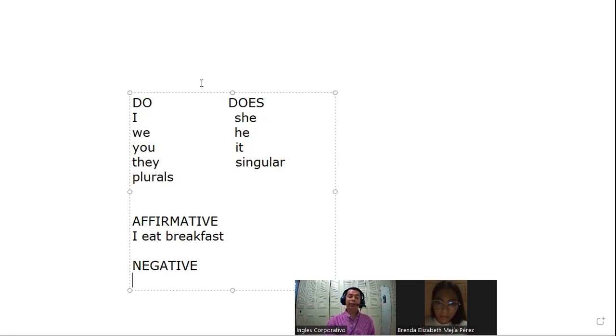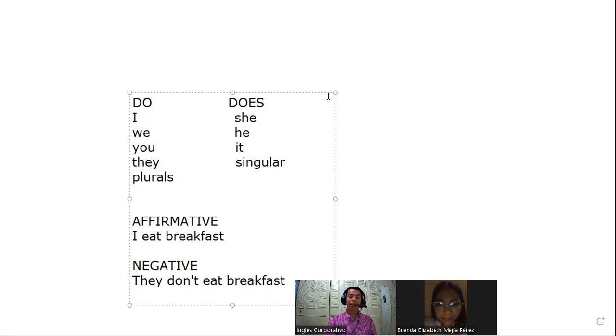Y entonces, siguiendo esta lógica del do con el I, we, you, they, y todos los plurales, y does, with he, she, it, y todos los singulares, entonces, de acuerdo a esa tablita que está ahí, vamos a responder. Pongamos el they. They do not. Y luego unimos este do not: don't. They don't eat breakfast. Qué malo que no desayunan, ¿verdad?